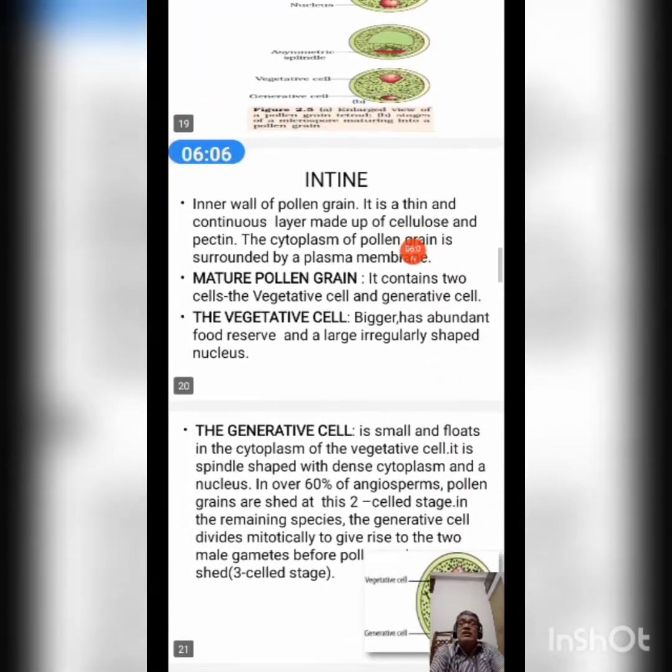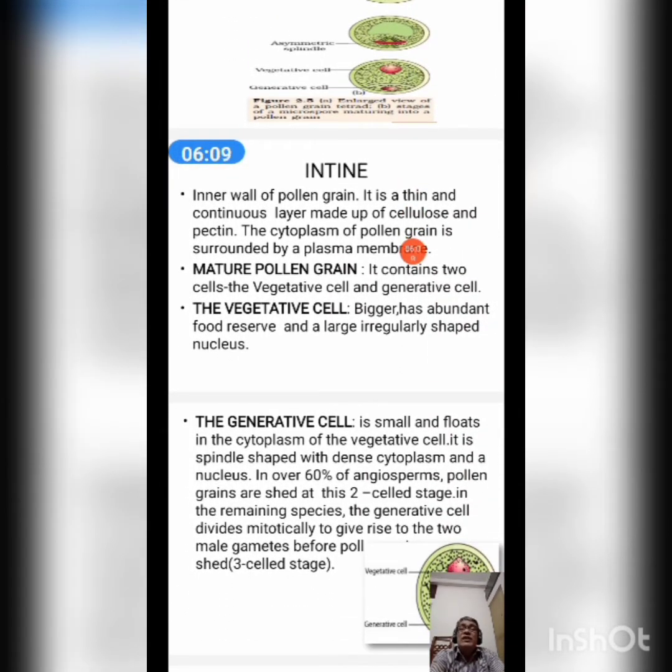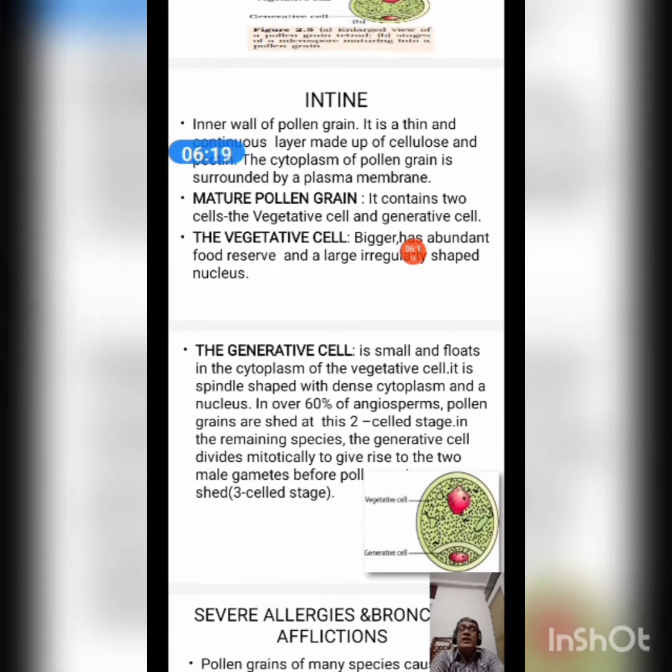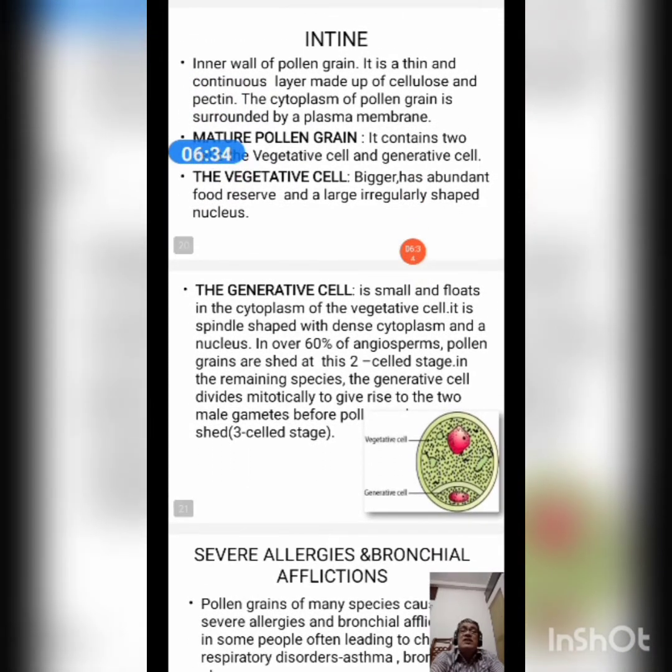Let us talk about the intine. The inner wall of the pollen grain is a thin and continuous layer made up of cellulose and pectin. The cytoplasm of a pollen grain is surrounded by the plasma membrane. A mature pollen grain consists of two cells, vegetative and generative. The vegetative cell is bigger, with abundant food reserve and a large irregularly shaped nucleus. The generative cell is small and floats in the cytoplasm of the vegetative cell. It is spindle shaped with dense cytoplasm and nucleus.